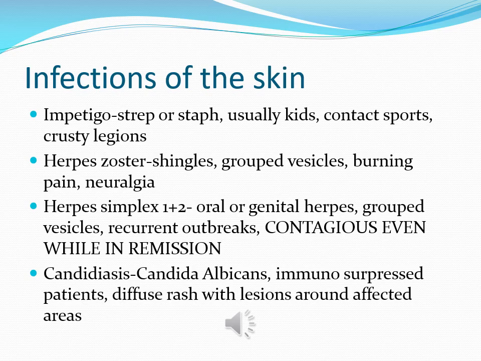And then the last on this list is candidiasis, which is caused by Candida albicans. It's a diffuse rash with lesions around the affected area. This is usually seen in immunocompromised patients, so it's not very common unless someone, for whatever reason, is immunocompromised. It's common to be seen in patients that are on chemotherapy or sometimes who have HIV/AIDS.